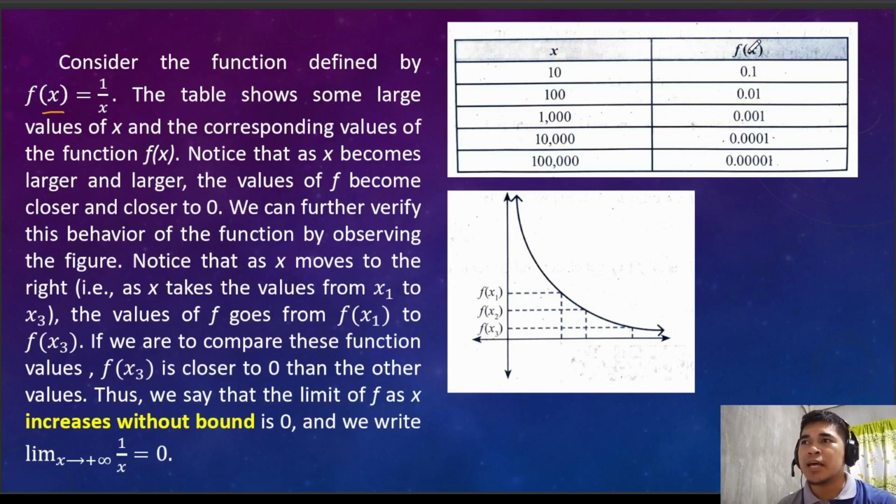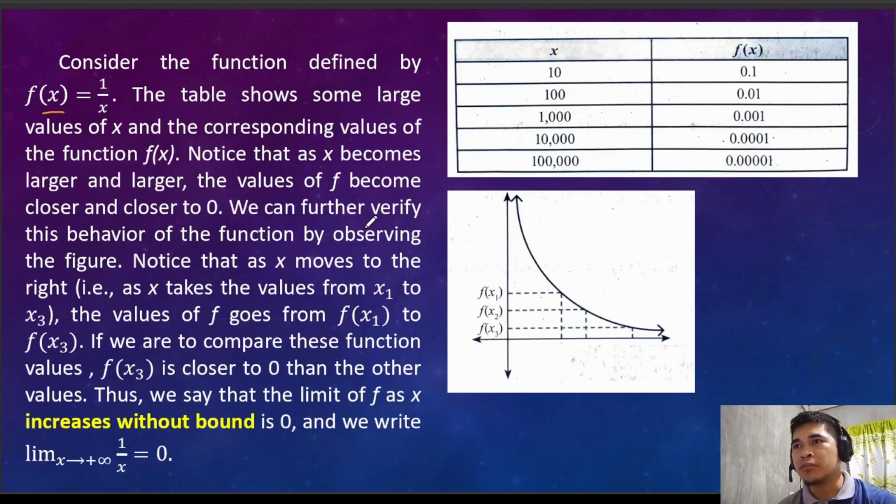Notice that as x becomes larger and larger, so then nagkadako ang value kang x, from 10, it becomes 100, 1,000, 10,000, 100,000. The values of f become what? Closer and closer to 0. So from 0.1, it becomes 0.01 until 0.0001. So sa din nagkadako ang value ni x, nagkagamay pod ang value ni f of x, nagkaduol siya sa 0.